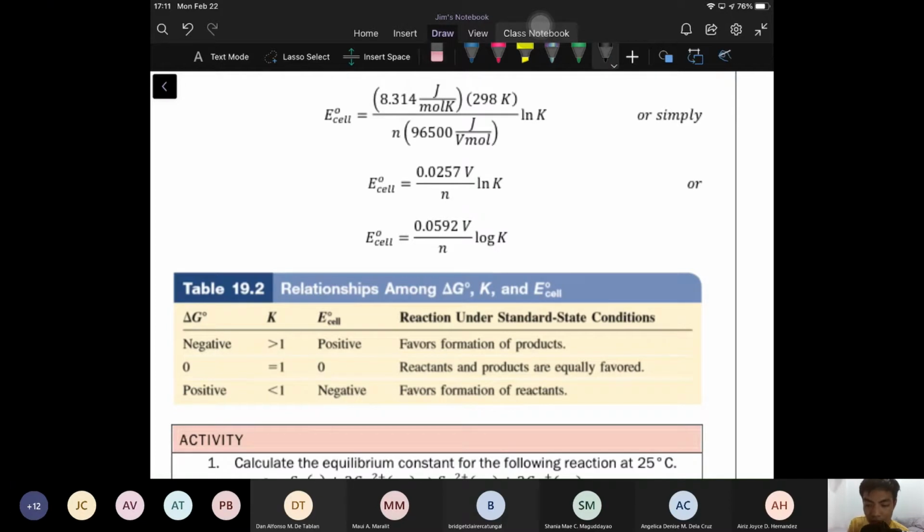What if zero yung E cell or yung delta G mo? So, kapag zero yung E cell or yung delta G mo, that means nasa equilibrium na siya. Walang nangyayari. Okay? So, walang nangyayari sa system mo. Ano lang siya, nakatenga lang siya dyan. Okay? So, yan. So, again, positive E cell means negative delta G and your K is greater than 1. No?